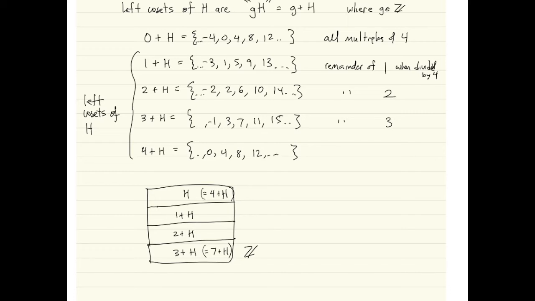And here's a schematic picture of our group Z, and how the cosets subdivide the group, or partition it, with no overlap unless the cosets are equal. So for example, the coset H, which is 0 plus H, is the same as the coset 4 plus H. But H and 1 plus H have no numbers in common, so they're disjoint. So we've got the subgroup H and its 4 cosets, and they cover all of Z, the integers.